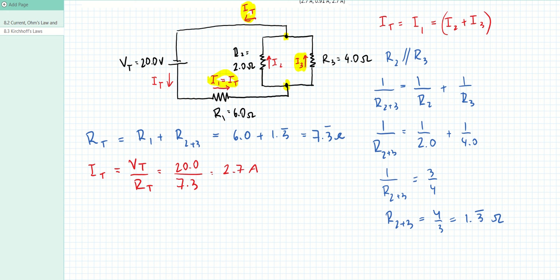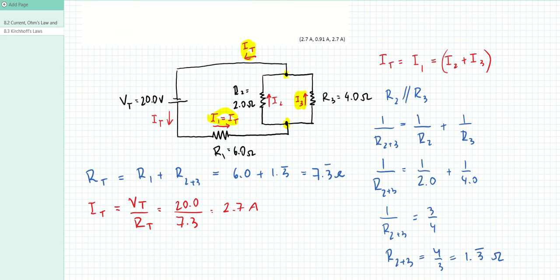So that's going to be our I1 and also our I total. So that's where we get this one and that one. Again, because I total and I1 are exactly the same because these are in series, you get those two currents right away. So that's the first part of this question.